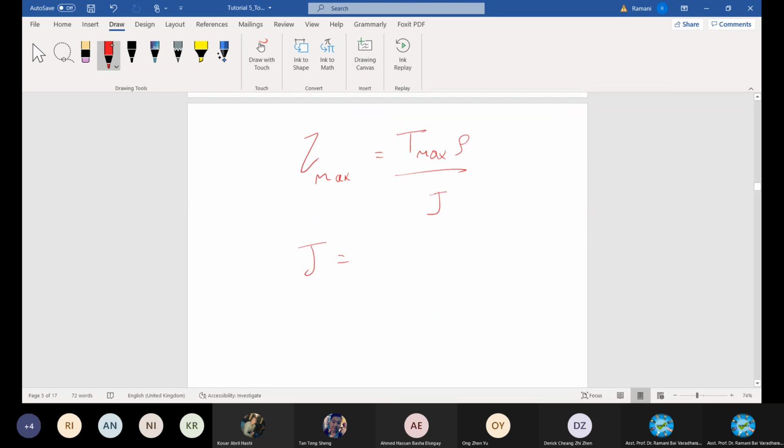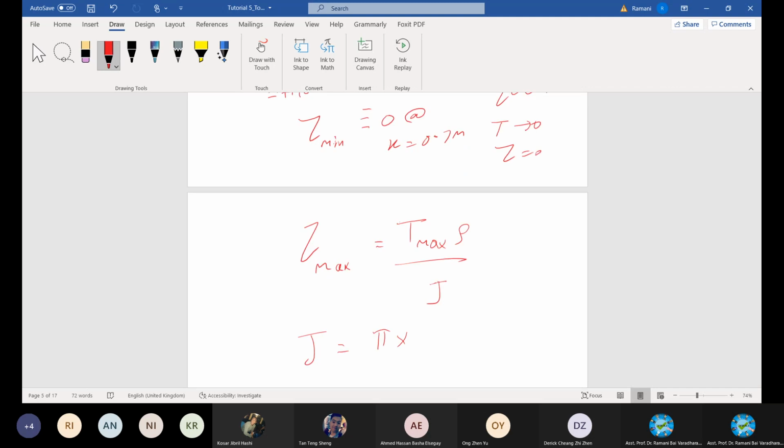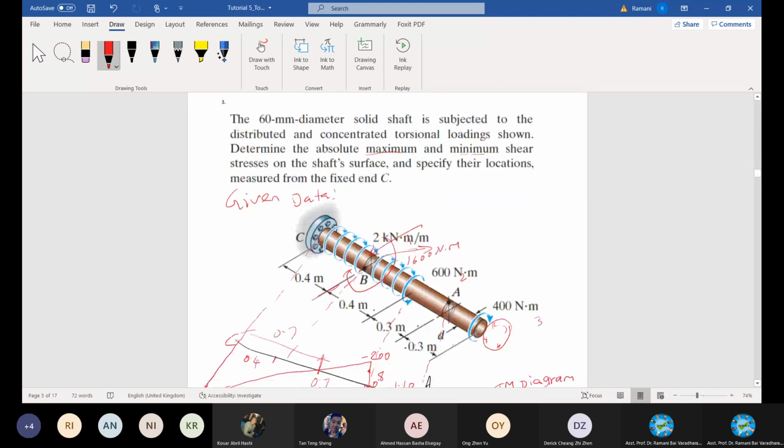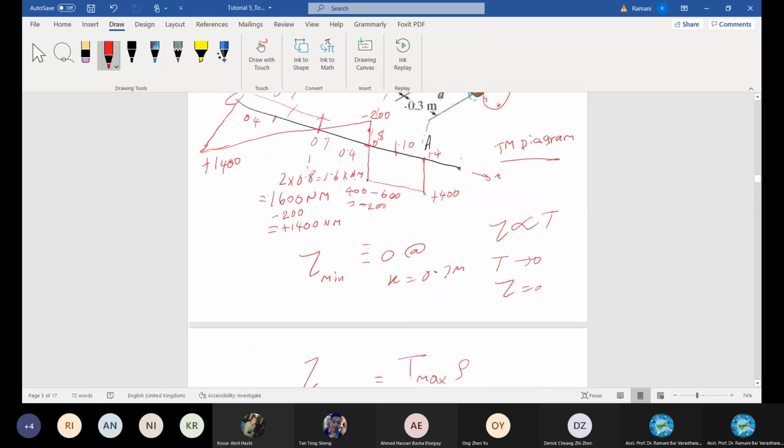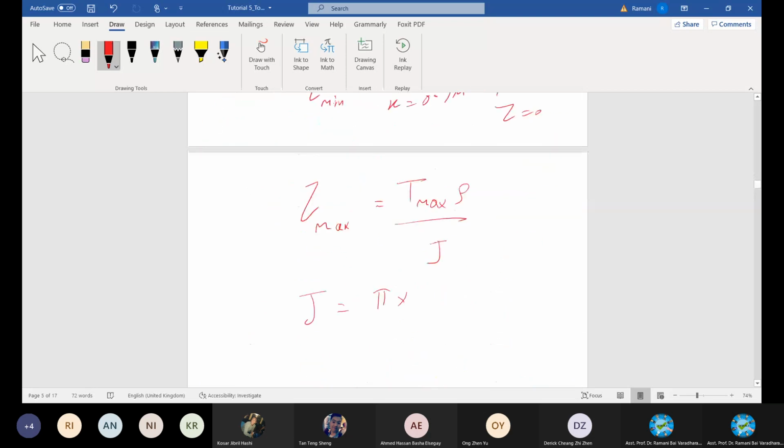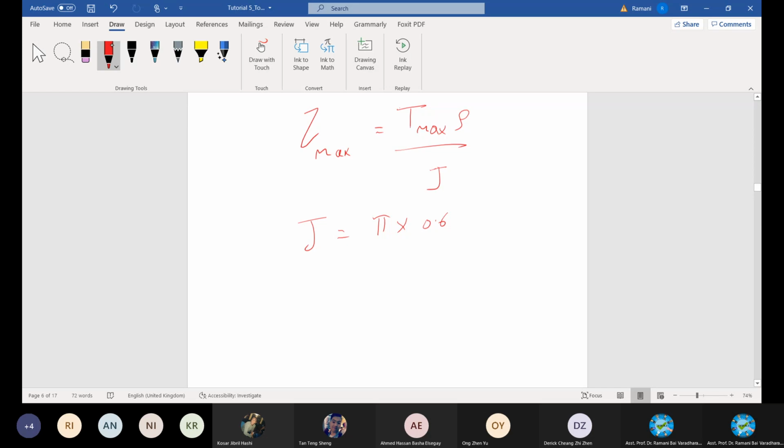Which is your pi d to the power 4 divided by 32. The shaft diameter is 40 mm, right? How much is the diameter of the shaft? I didn't get it. Diameter of shaft 60, 60 mm. The diameter of the shaft is 60 mm. Okay. 0.06 meter, power 4, right? And divided by 32. The answer will be, what's the answer quickly?